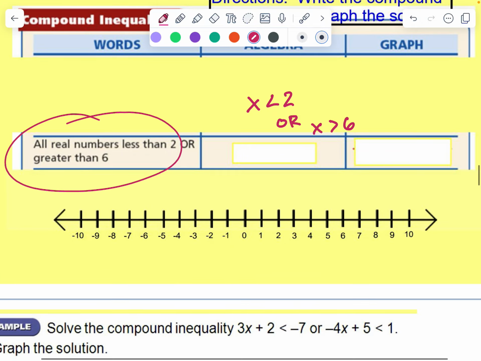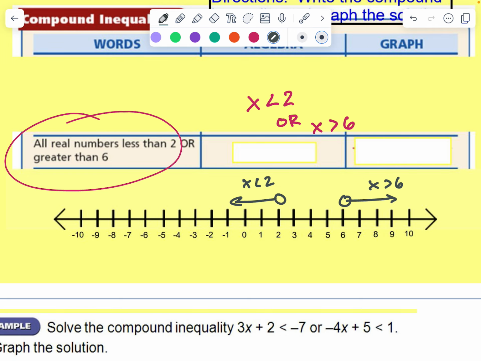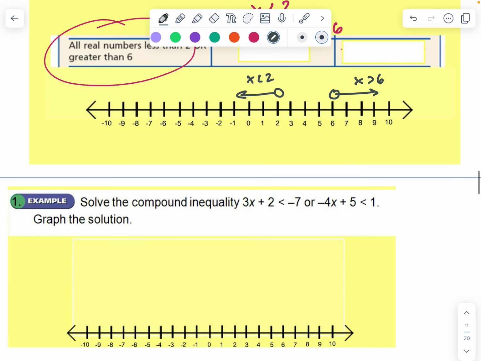And then like I just said with the graphs, they're going to look like oars on a ship where one goes to the right, one goes to the left, and they're not going to crash into each other. Lots of different answers here. This one is x is less than 2. This one is x is greater than 6.